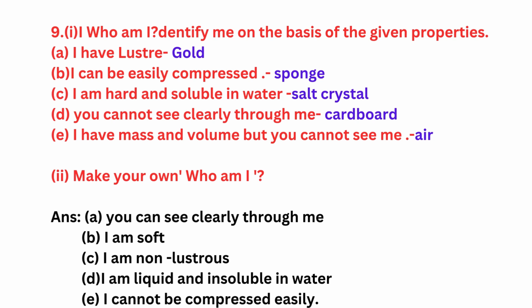Next, question number 2, make your own "Who am I?" We have to prepare "Who am I?" questions. Answer: You can see clearly through me. Second one, I am soft. Third one, I am non-lustrous. Fourth one, I am a liquid and insoluble in water. Fifth one, I cannot be compressed easily.